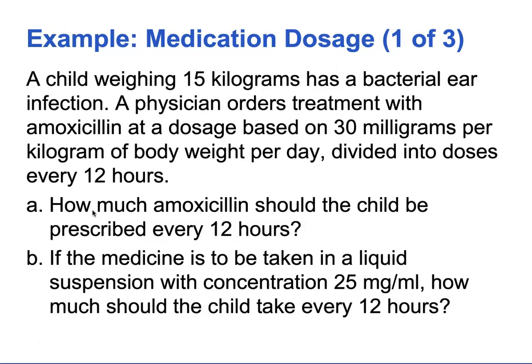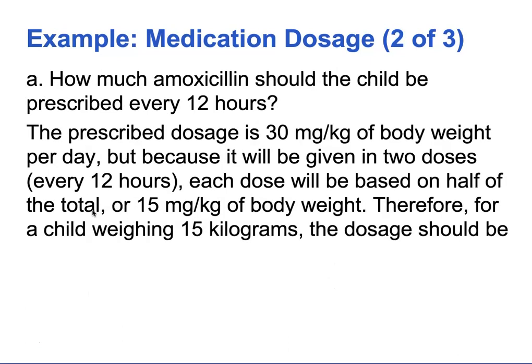So A is asking about the information at the top, and then they're asking you to do another conversion for B. All right, so let's just look at A. How much amoxicillin should the child be prescribed every 12 hours? The prescription dose is 30 milligrams per kilogram of body weight per day. But because it is given in 2 doses, that's every 12 hours, each dose will be based on half the total. Because there are 24 hours in a day, we would split this right here, and that would become 15 milligrams per kilogram of body weight.